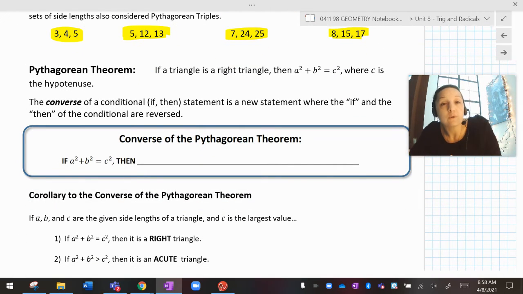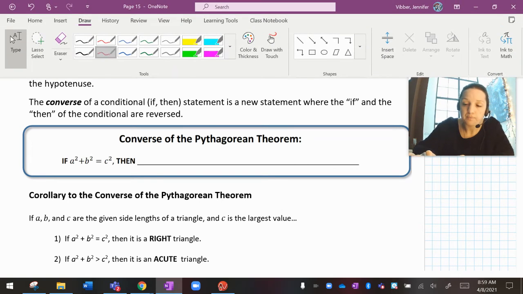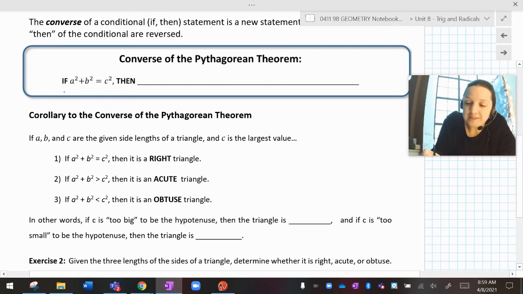Now, here's the thing. Pythagorean theorem only works if you have a right triangle, which means if you don't have a right triangle, Pythagorean theorem doesn't work. Okay, well, duh, how is that helpful? Here's how it's helpful. If the Pythagorean theorem doesn't work, you can actually tell based on it whether you have an acute triangle or an obtuse triangle. Okay, so the converse says if a squared plus b squared does equal c squared, then the triangle is a right triangle.